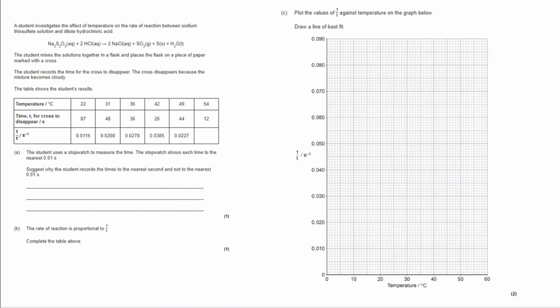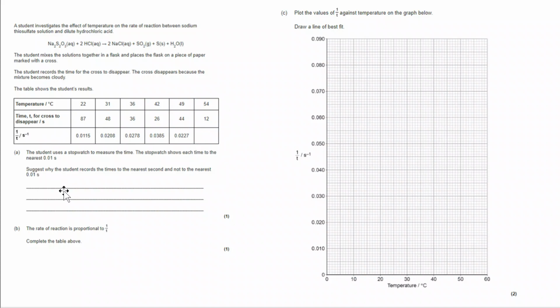So, a student is investigating the effect of temperature on rate of reaction between sodium thiosulfate and hydrochloric acid. The student mixes solutions together in a flask, places the flask on a piece of paper marked with a cross. The student records the time for the cross to disappear, and the cross disappears because the mixture becomes cloudy. We've got a table of the student's results that is not yet fully filled in.